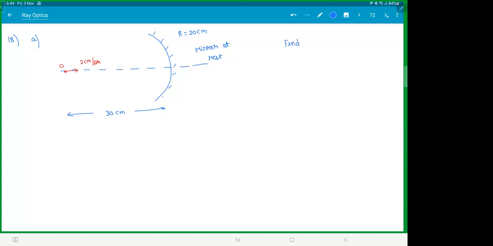So in mirrors, if at all they want to really ask you something in advance, these questions will come when things move. Find velocity of image at this instant.